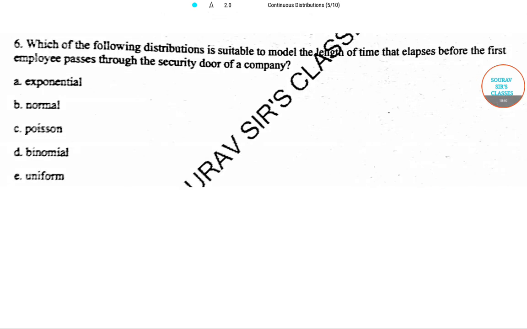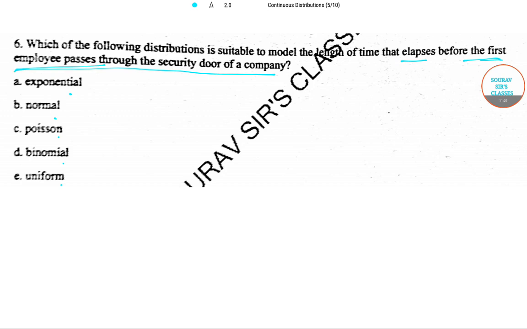Moving to the next question: which of the following distributions is suitable to model the length of time that elapses before the first employee passes through the security door of a company? The options are A exponential, B normal, C Poisson, D binomial, and E uniform. Now first, do not consider the time. Just consider what you need to actually observe when the first employee passes.